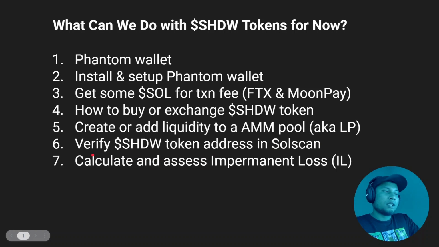And we'll also look at how you can verify whether the shadow token, which is listed on a DEX or an AMM, is genuine and correct. We're going to verify the token address using Solscan. We're also going to assess whether it would be good for a person to create a liquidity pool. That means calculating impermanent loss, based on the APY that you can generate from the liquidity pool.